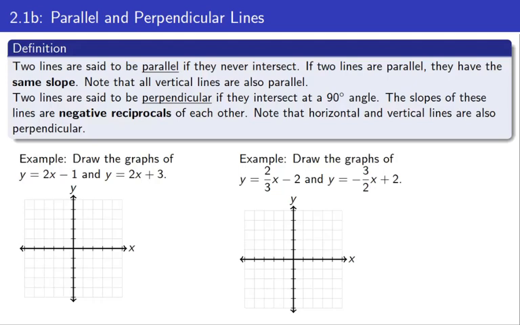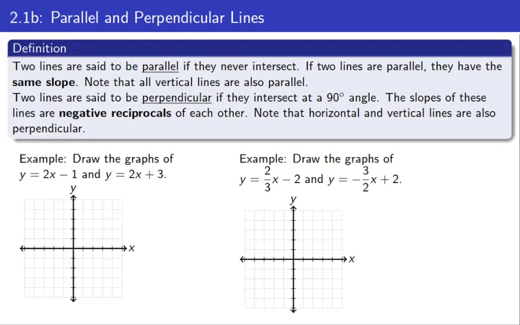On the other hand, perpendicular lines intersect at a right angle, and perpendicular lines have a negative reciprocal between their slopes. These two definitions you're going to need for the whole lesson, so you want to spend a little bit of time thinking about it and commit it to memory. Parallel means same slope. Perpendicular means negative reciprocal slope.